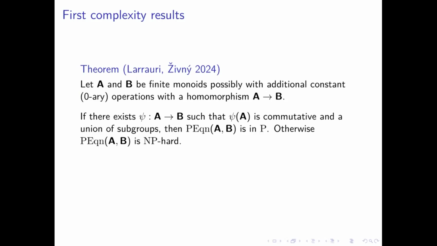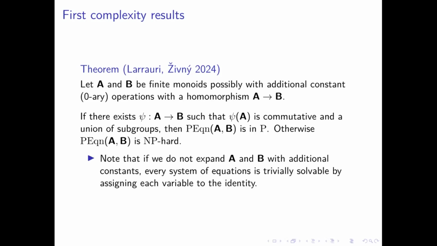The criterion is: if there exists a nice homomorphism from A to B such that the image is a commutative monoid which is a union of subgroups, or a commutative regular monoid, then promise equations AB is in P. Otherwise, promise equations AB is NP-hard. So this is kind of the first dichotomy result, and I'm going to talk about kind of generalizing this.